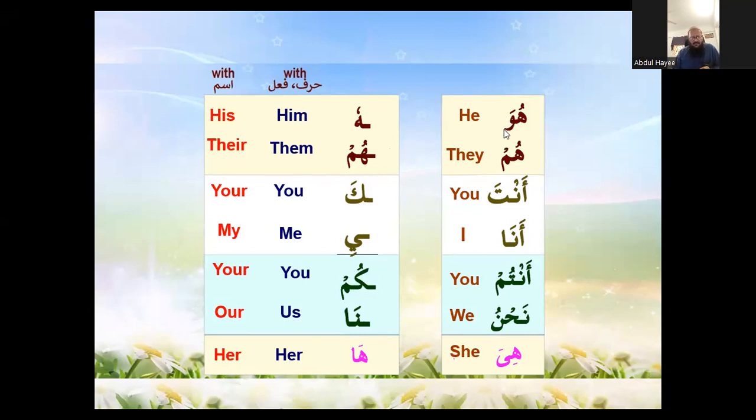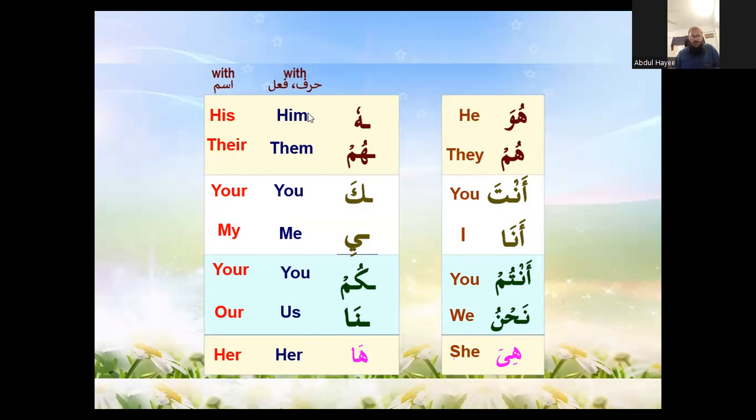You should have a clear concept. These pronouns are called detached pronouns. Their meanings are he, they, you, I, you, we, she. But when they come in the attached form, they change the meaning. When they come with the harf or fail, their meanings are him, them, you, me, you, us, her. When they come with the ism, they again change their meaning: his, their, your, my, your, or her.